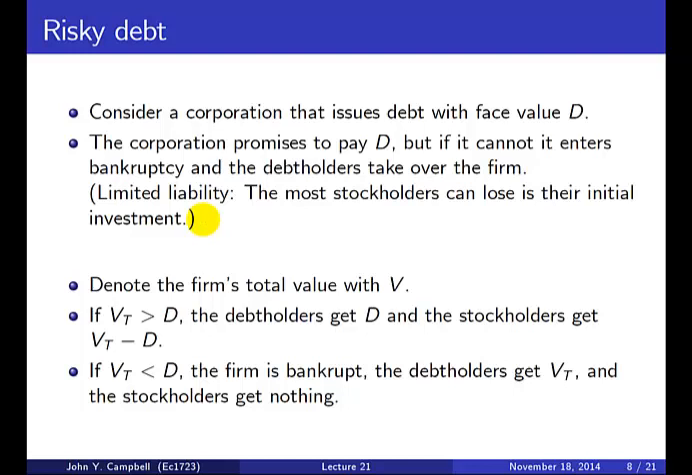The debt holders also lose. They don't get the full value of their debt promised payment D, but in partial compensation, they take over the firm. Now let's denote the firm's total value by V for value, and capital T is the terminal date when the debt is due. If V at that time T is bigger than or equal to D, the debt holders get D and the stockholders get VT minus D. On the other hand, if VT is strictly less than D, then the firm is bankrupt, the debt holders get V, and the stockholders get nothing.